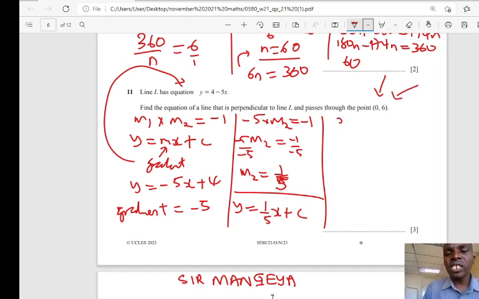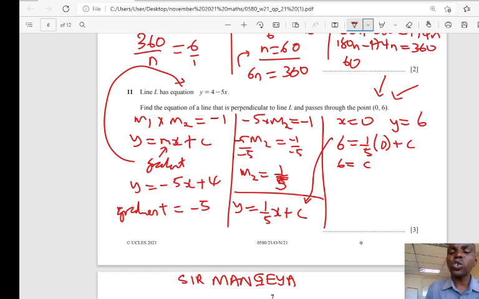These 2 points mean x is equal to 0 and y is equal to 6. You substitute in this equation to find c. Where there's y, you put 6, 1 over 5. Where there's x, you put 0 plus c. You get 6 is equal to c. So c is equal to 6.